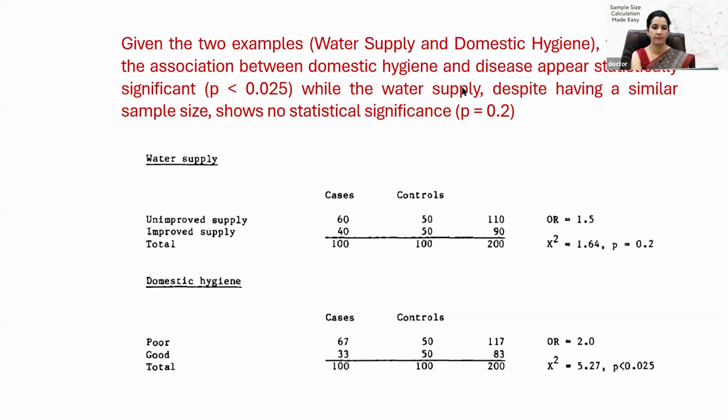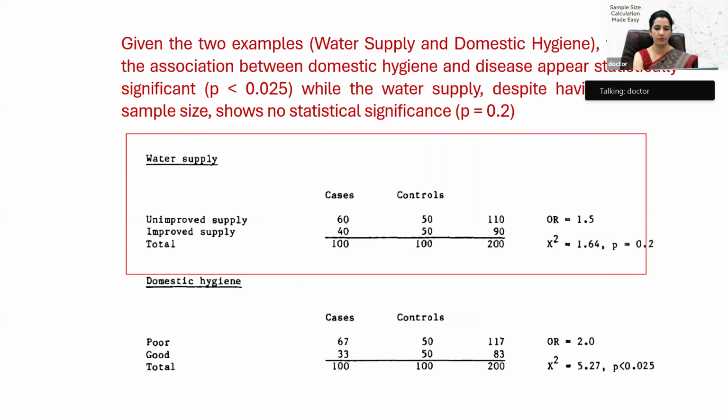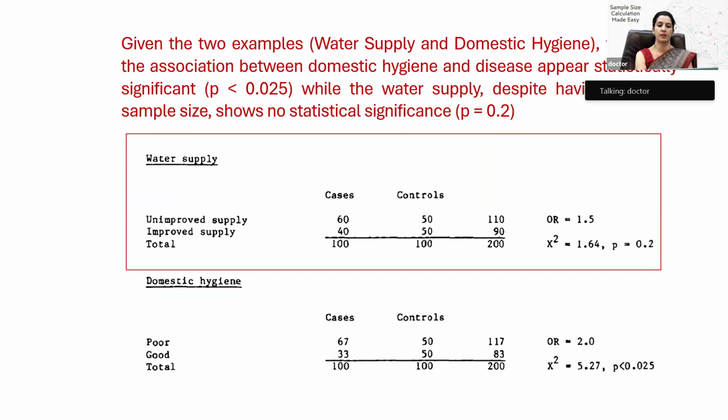This is one example where you can see this. Yes, you can see that there are two 2x2 tables. These are the cases of diarrhea. And we have taken 2 risk factors. The first risk factor was water supply, and the second risk factor is domestic hygiene. So this was an actual study which was done. Let's first discuss water supply and diarrhea. Cases are the cases of diarrhea and controls are the controls, meaning those who are not suffering from diarrhea.